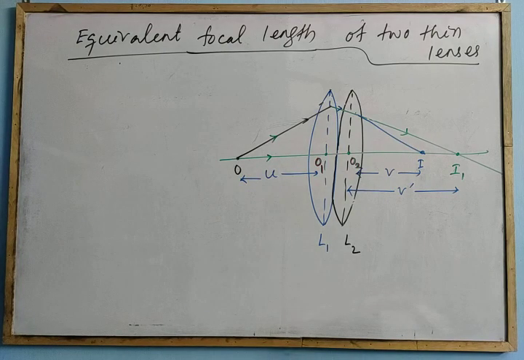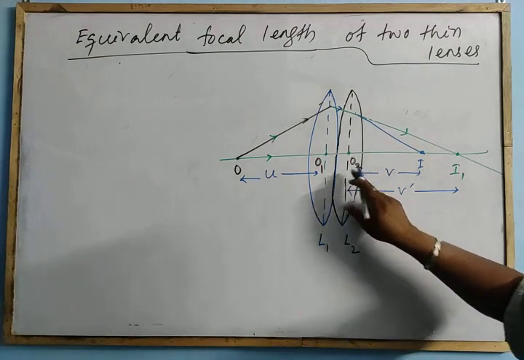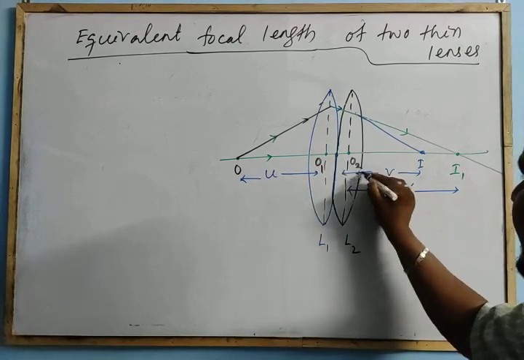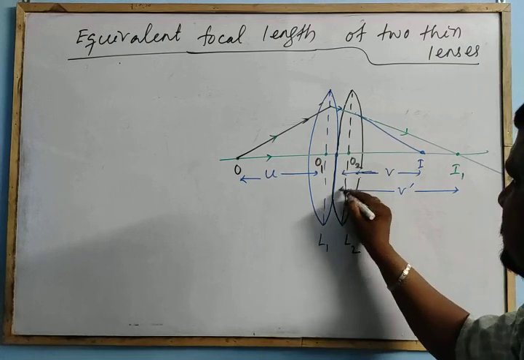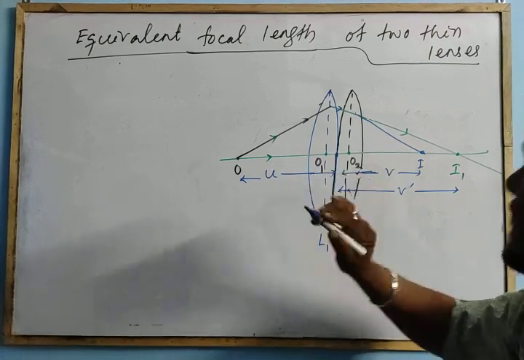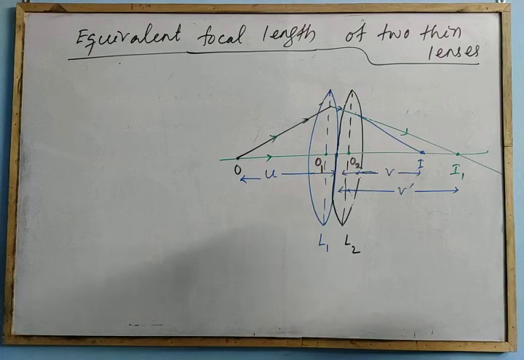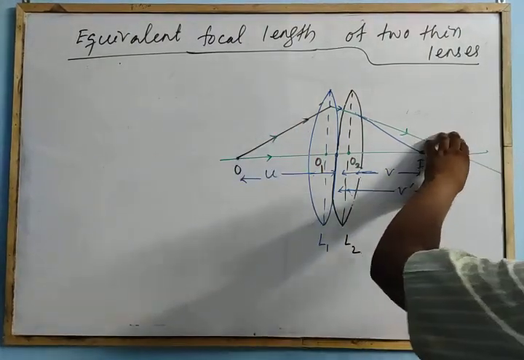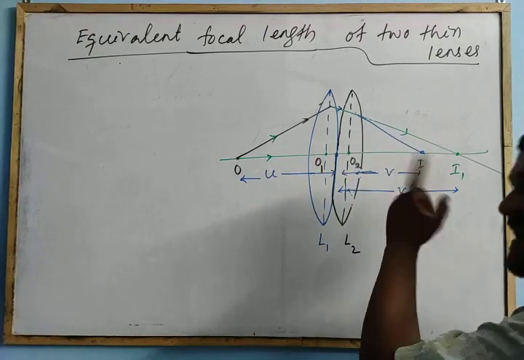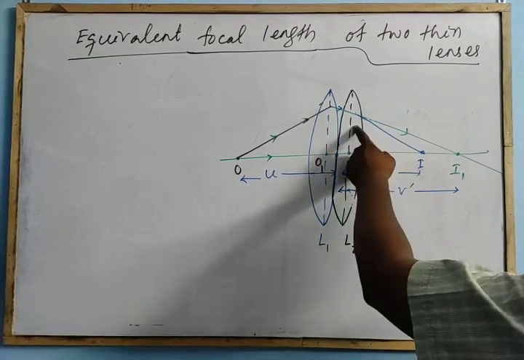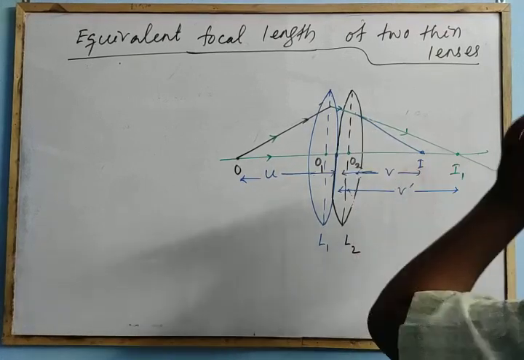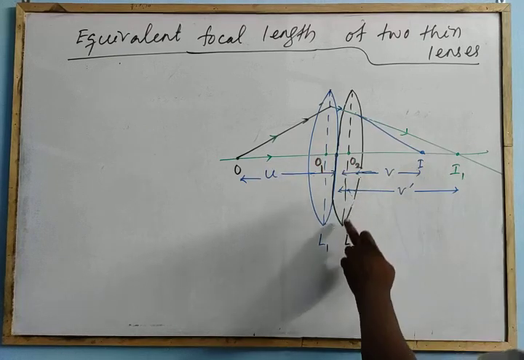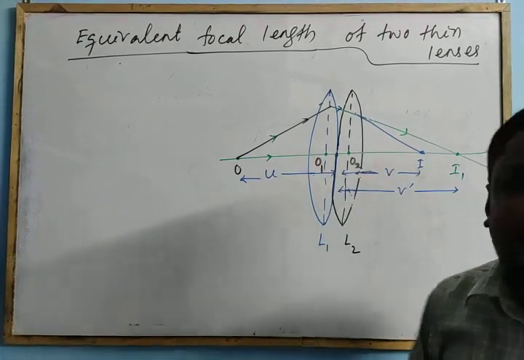Clear? All the distances we are generally measuring not from here; we can take the distance from the center of these two lenses. Now for the lens L1, O is the object position and I1 is the image. But for lens L2, double refraction occurs, so for the lens L2, I1 is a virtual object and I is the real image. Clear?